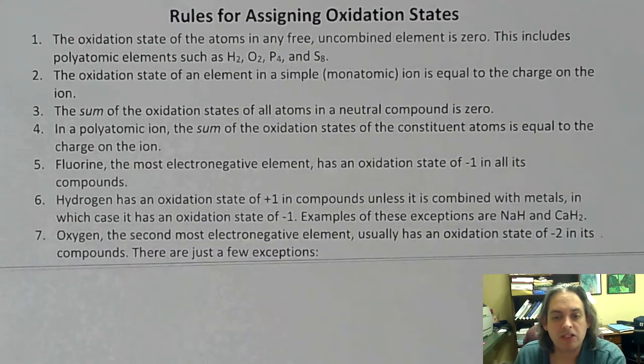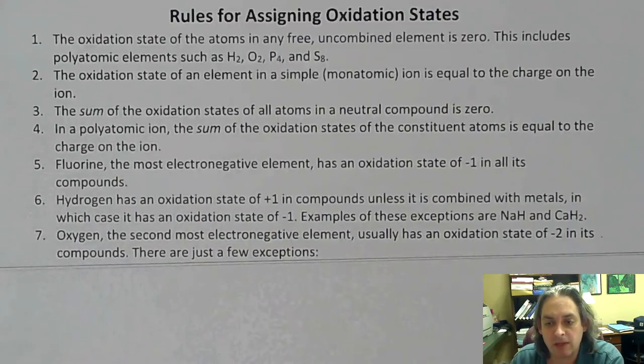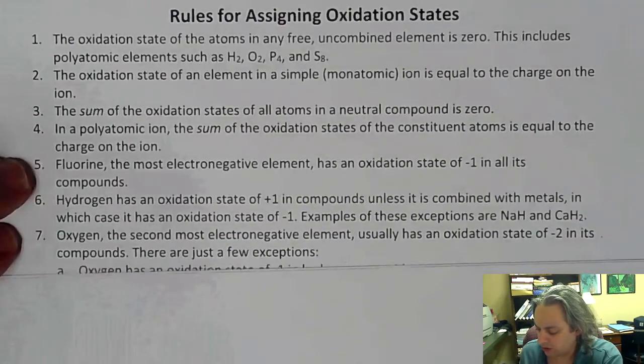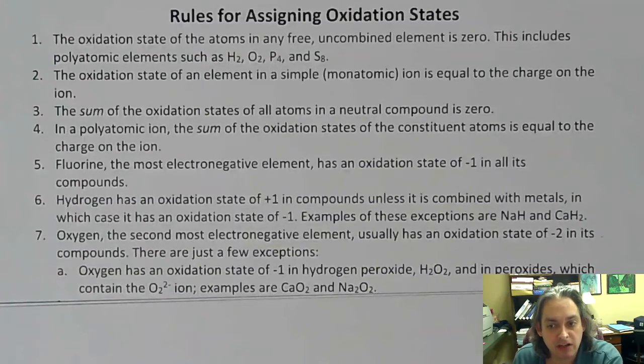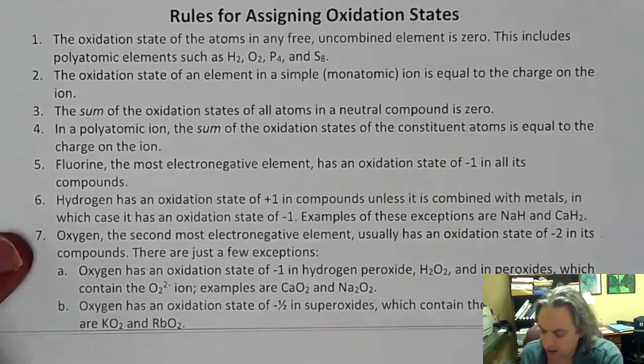Oxygen, which is the second most electronegative element, usually has an oxidation state of -2 in its compounds. There are just a few exceptions to this rule though. The first exception is that oxygen has an oxidation state of -1 in hydrogen peroxide, H2O2, and in peroxides, which contain the O2 2- ion. Examples of this would be calcium peroxide and sodium peroxide.